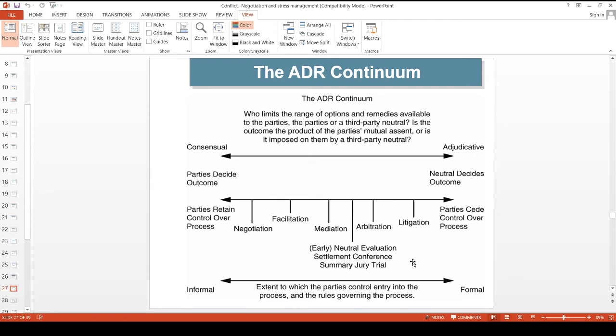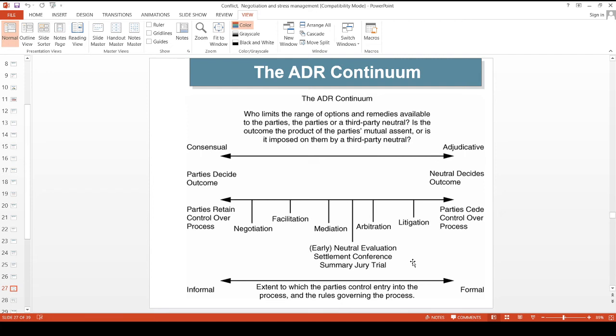So you see how we move from the informal process to the more formal process. Then after the arbitration comes the litigation, in which the court is involved in order to resolve the conflict between the two different parties. So these are the different approaches, which may vary from the informal approach toward the more formal approach.